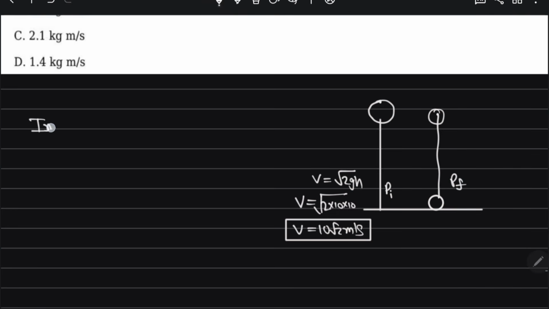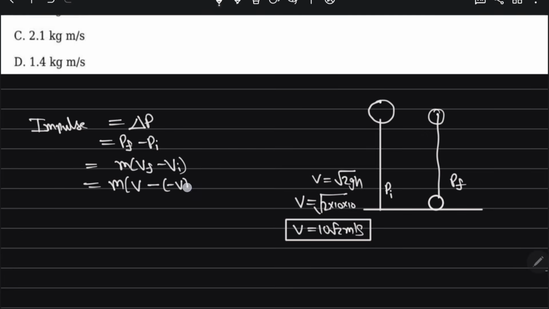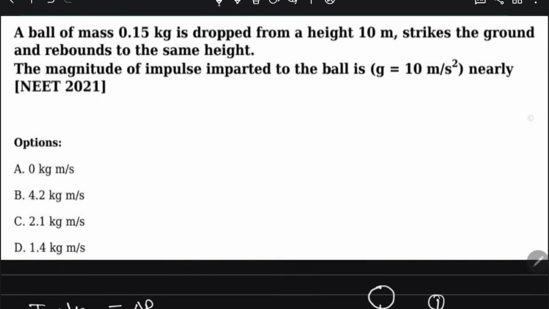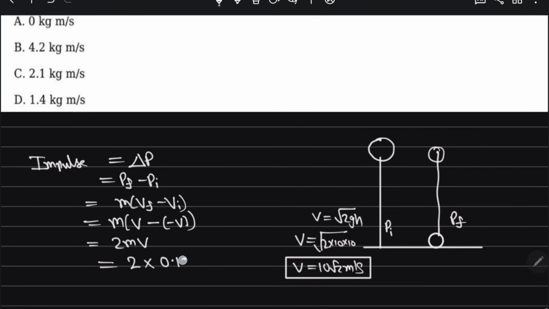So impulse, we know, is change in momentum, that is P final minus P initial. That is m v final minus v initial. V final is positive and v initial is negative, so this comes out to be 2mv. Mass is 0.15 kg, times 10 root 2.